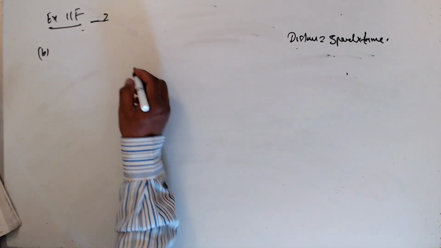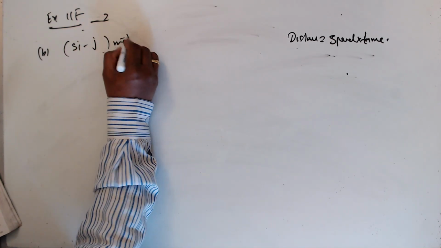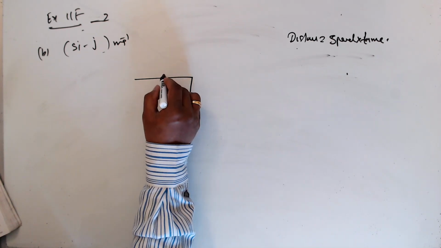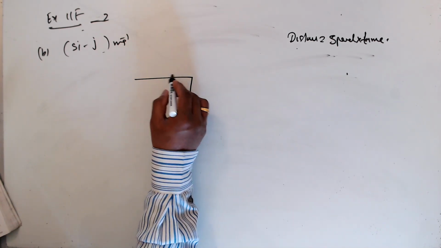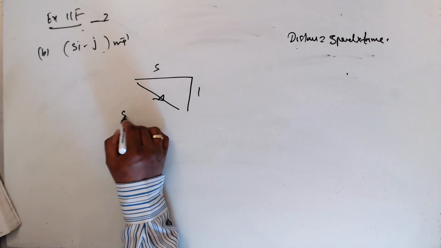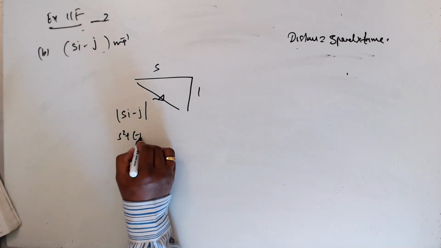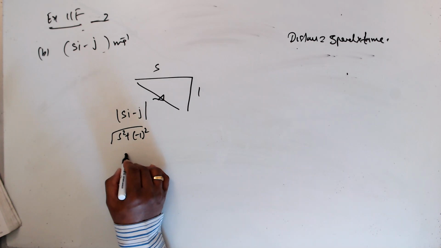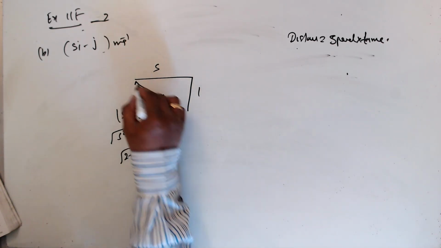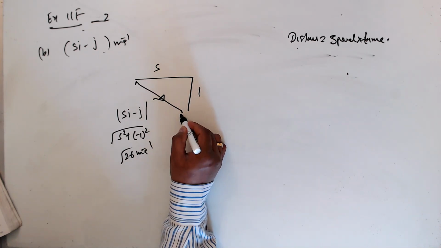Part B, 5i minus j ms minus 1. So if you go 5 in this direction and 1 in this direction, the same journey you can do with the magnitude of this one, 5i minus j, which is the square root of 5 square plus minus 1 square. It means square root 26 ms minus 1.